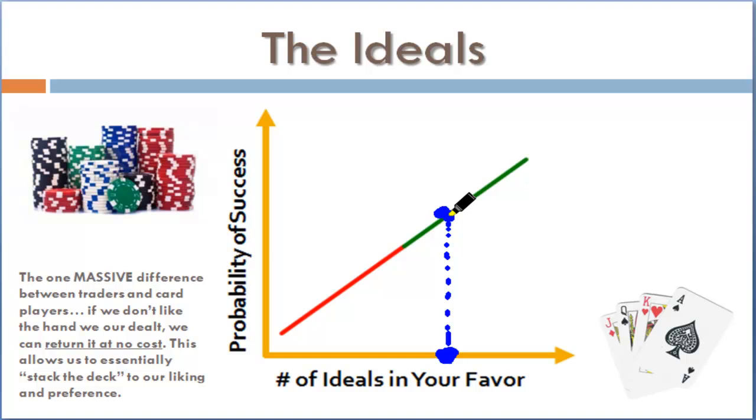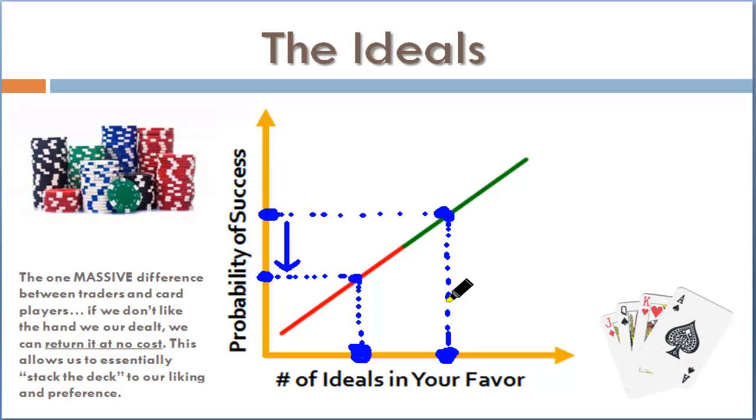Now, in order to figure out the probability of success, we're going to come over right here, and that would be our probability of success. Let's say you're looking at a chart and you're like, there's really not too much going on with this one. There's a couple things, but not much. When you come over here, look what happens now. Because there are less ideals in your favor, you're going to have less of a chance to succeed.